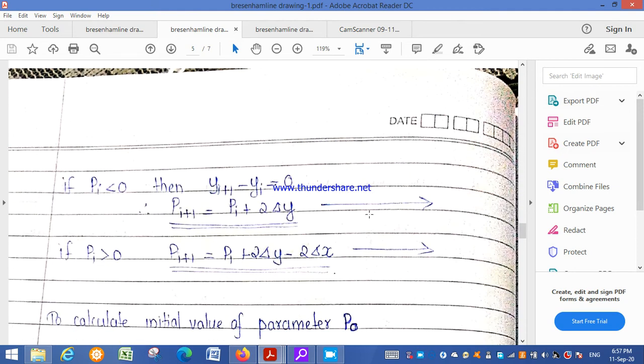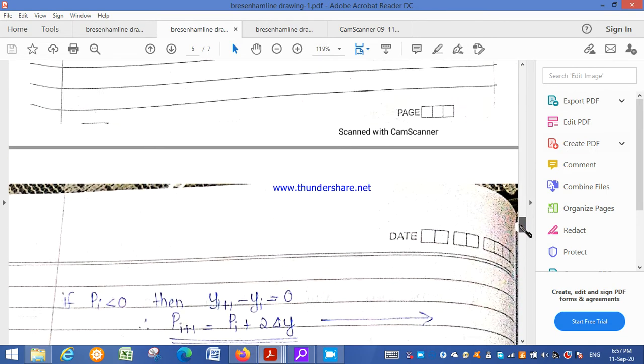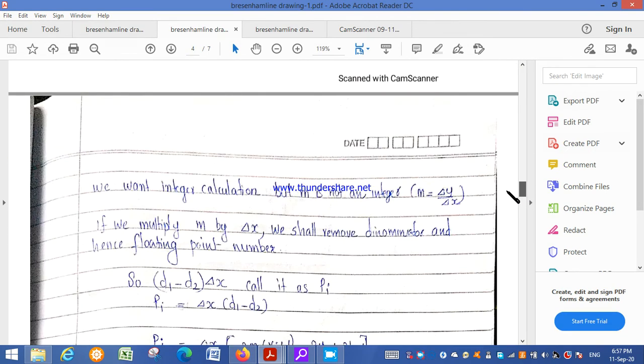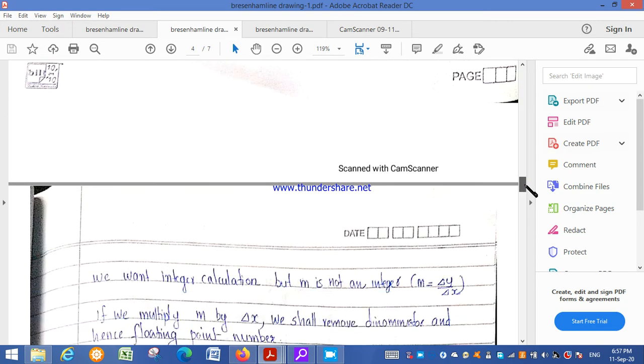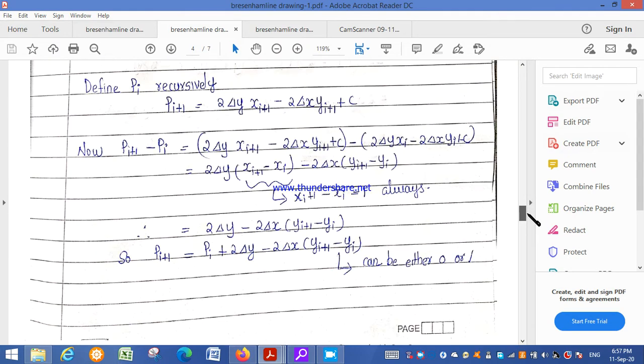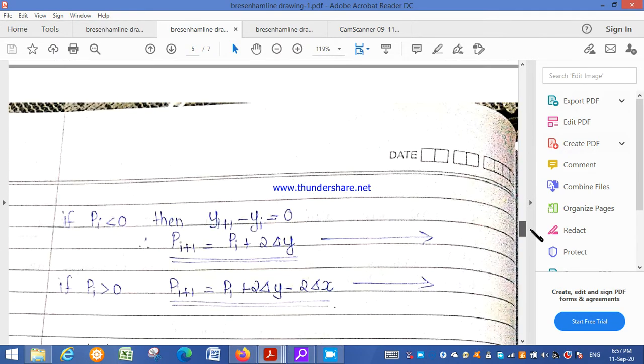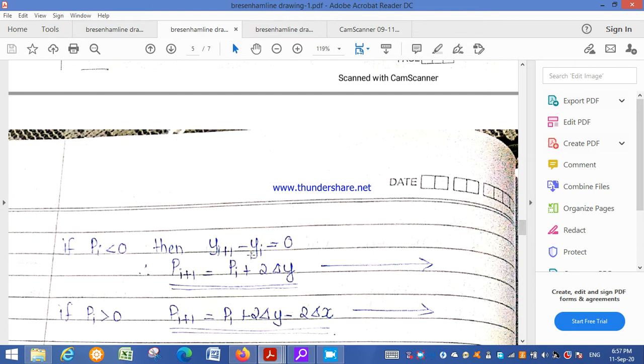If pi is less than 0, I already mentioned that d1 minus d2 is less than 0, which means d2 is the greater distance, so yi plus 1 is yi. That is the case. d1 minus d2 we call pi. So yi plus 1 minus yi means 0 because there is no difference. The initial location is xi, yi, and the next location remains xi plus 1, yi. So here we get 0.